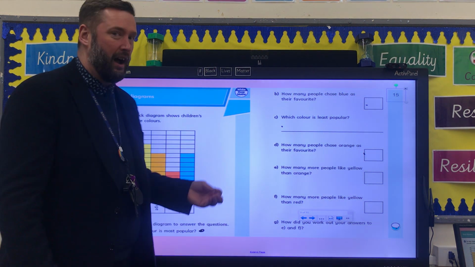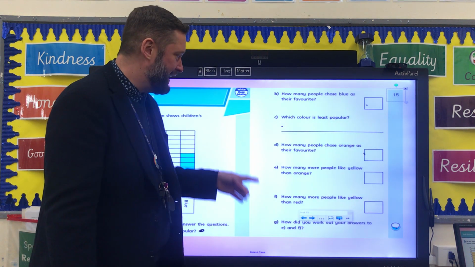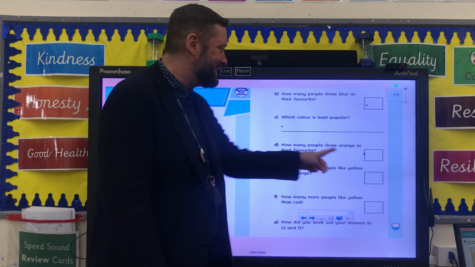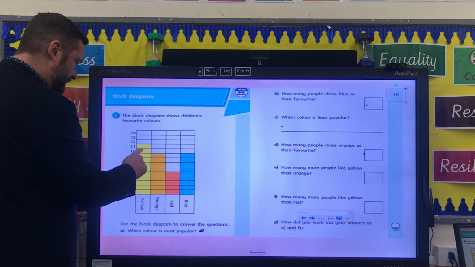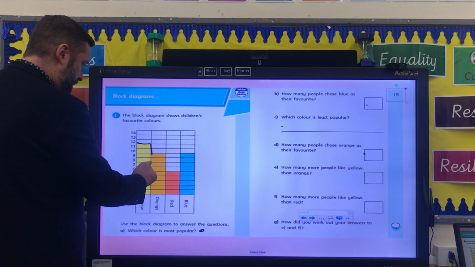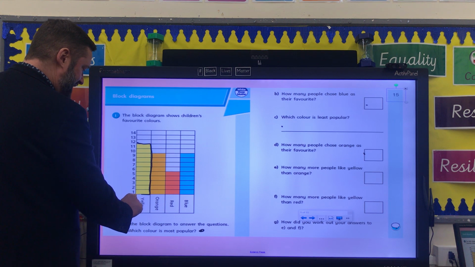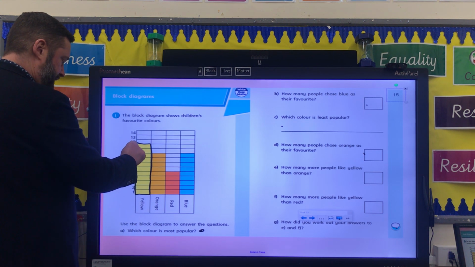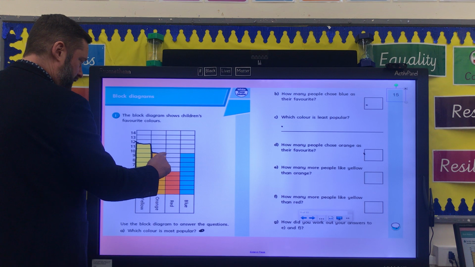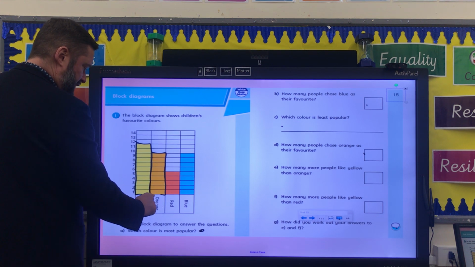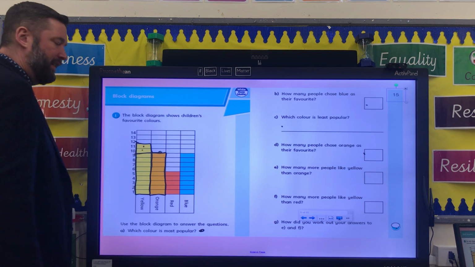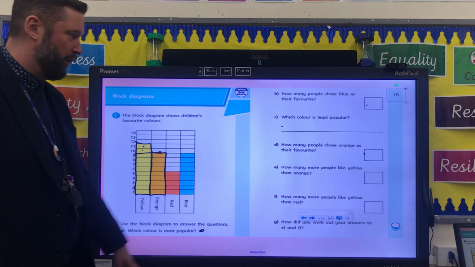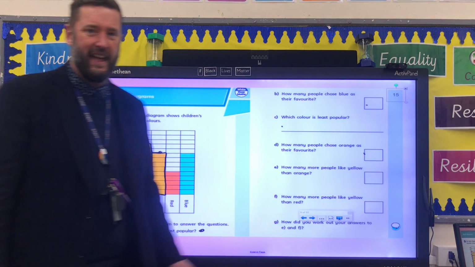E. How many more people liked yellow than orange? So remember what I did. I drew a bar around my important bars, and it's yellow and orange. So if I see, that bit's the bit that's more. But how many more? Write your answer in there.